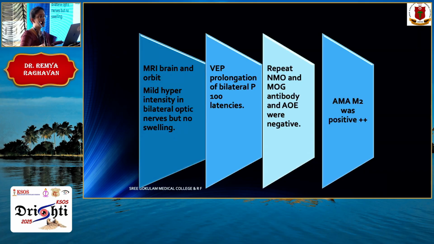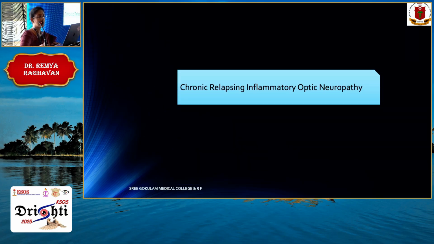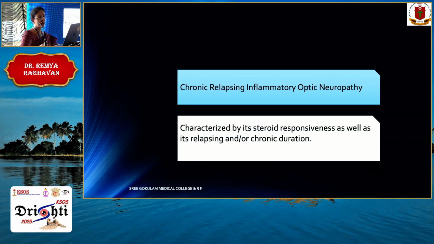MRI brain and orbit showed mild hyperintensity in bilateral optic nerves, VEP prolongation and decreased amplitude. Then repeat NMO and MOG antibodies were negative. The positive result was AMA M2, which was highly positive. She was again put on IV methylprednisolone, and during the follow-up period, her visual acuity became 6/18 in both eyes. So this condition is called chronic relapsing inflammatory optic neuropathy. So this is characterized by its steroid responsiveness as well as its relapsing and or chronic duration.